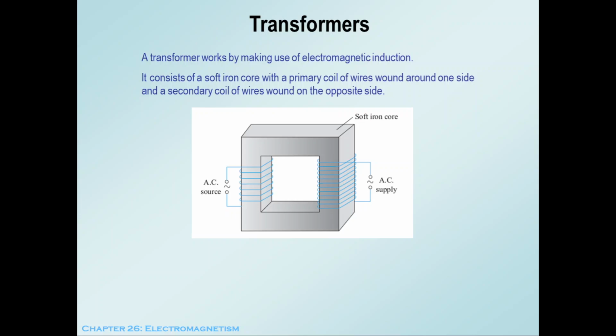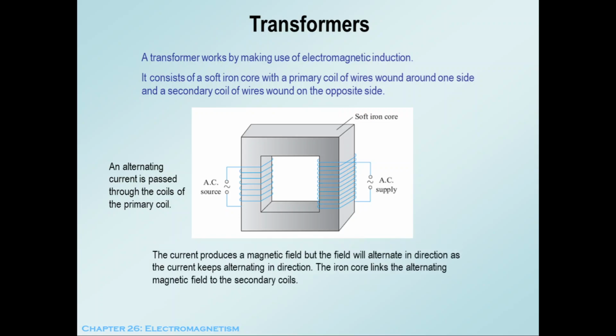A transformer works by making use of electromagnetic induction, as we had previously learned about. It consists basically of a soft iron core with a primary coil of wires wound around one side and a second coil of wires wound on the opposite side. An alternating current is passed through the primary coil. The current produces a magnetic field, but the field will alternate in direction as the current keeps alternating in direction. The iron core links the alternating magnetic field to the secondary coils. As the magnetic field lines cut across the secondary coils, an alternating EMF is induced in the coils.